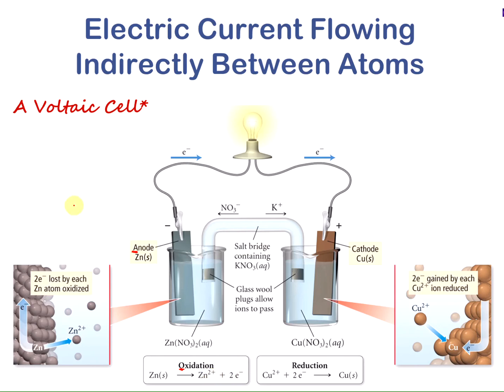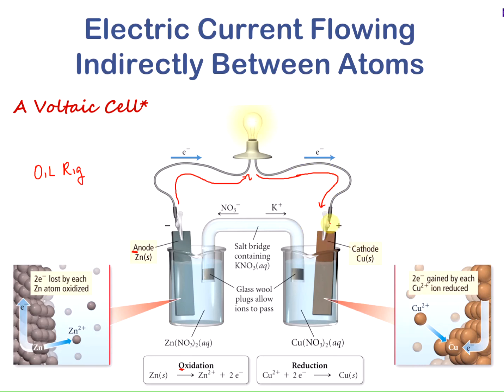And remember, oxidation is loss of electrons, so OIL RIG. Oxidation is loss of electrons, and reduction is gain of electrons. So as the zinc becomes oxidized at the anode, it makes zinc 2+, and it gives up those 2 electrons. Well, those 2 electrons then flow through our wires, and we have a light bulb here to show that the electrons are flowing. And the electrons complete the circuit and flow to the cathode.